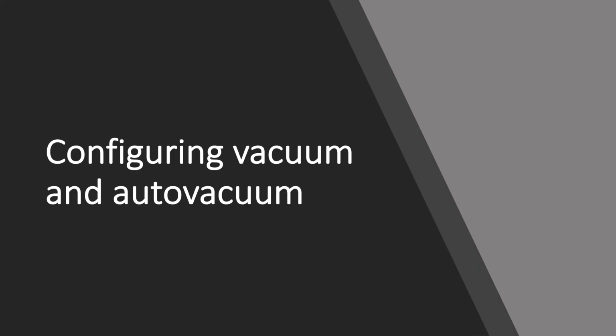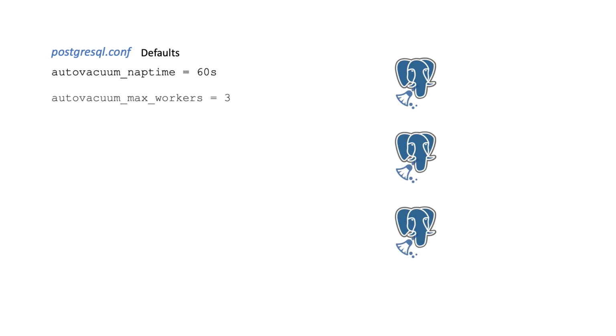Autovacuum takes care of cleanup work in the background. It wakes up once per minute, as specified by autovacuum_naptime in the PostgreSQL configuration file, and checks whether there is work to do. If there is work, Autovacuum will fork up to 3 processes, as specified by autovacuum_max_workers. Autovacuum triggers the creation of worker processes based on some parameters found in the PostgreSQL configuration file.